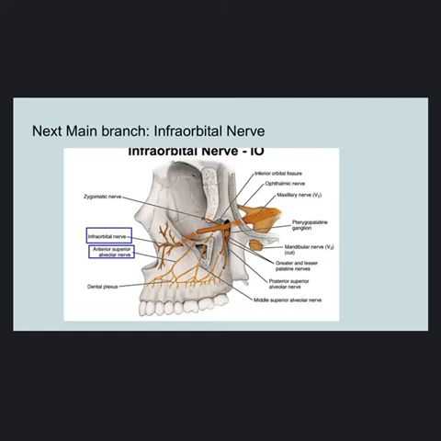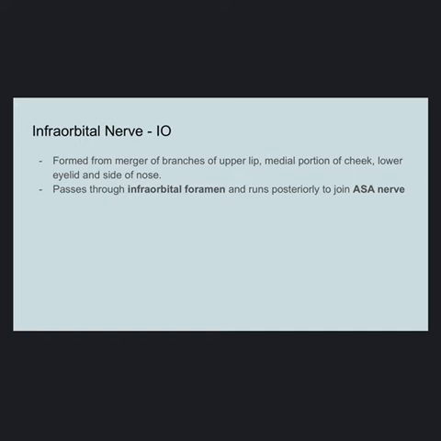So the next main branch after this is the infraorbital nerve. And the infraorbital nerve, or IO, is formed by merging of the branches of the upper lip, the medial portion of your cheek, the lower eyelid, and the side of the nose. This passes through the infraorbital foramen and runs posteriorly to join the ASA nerve.